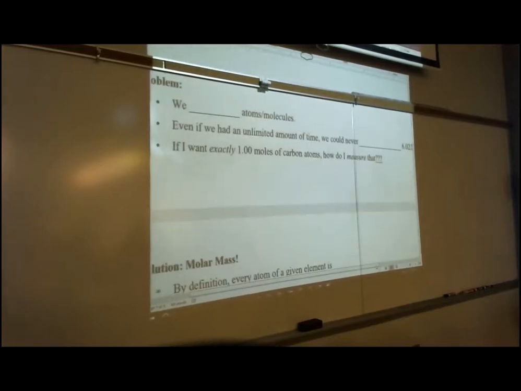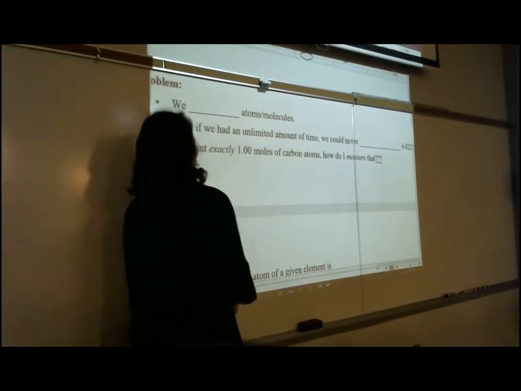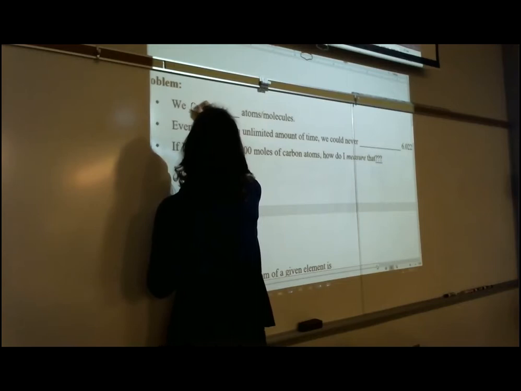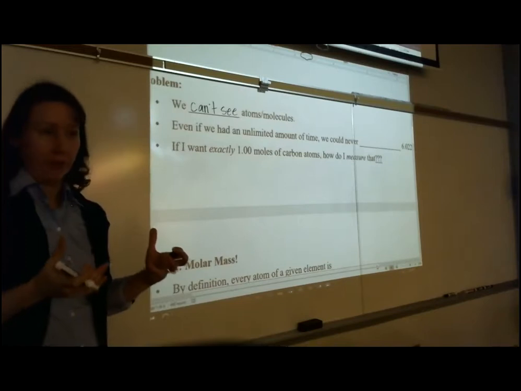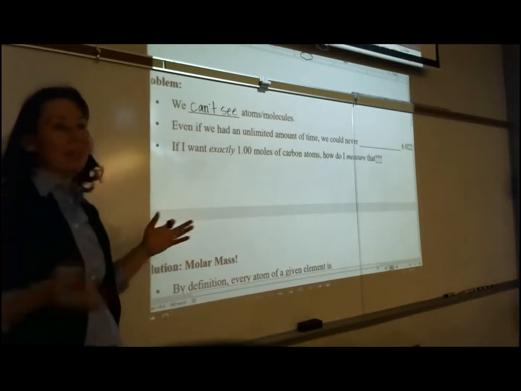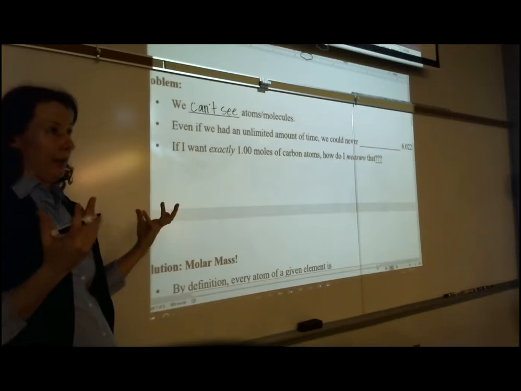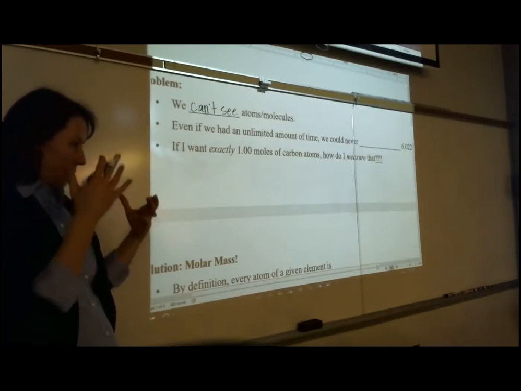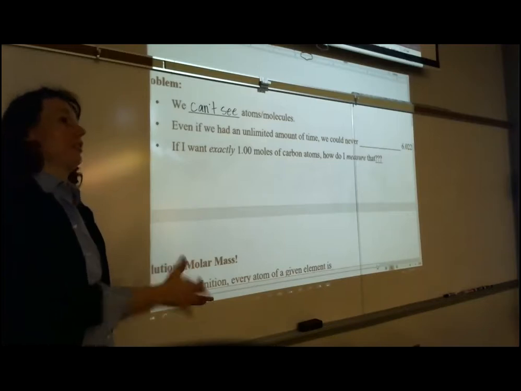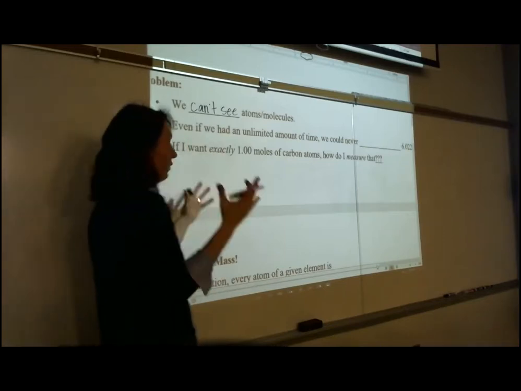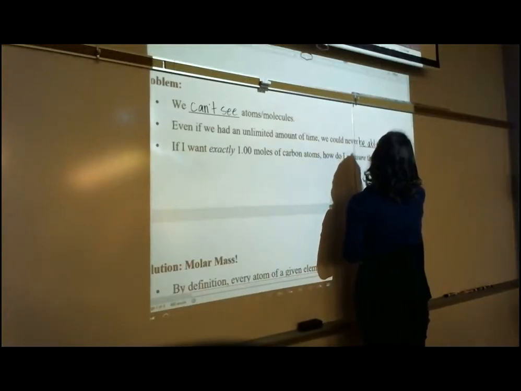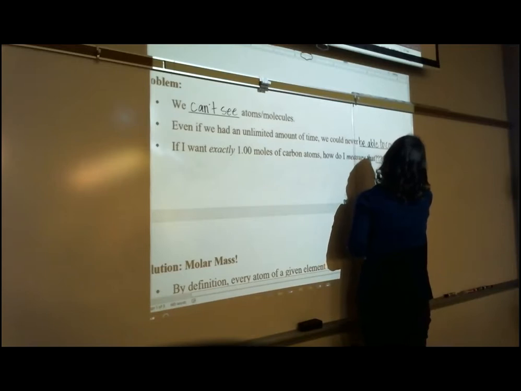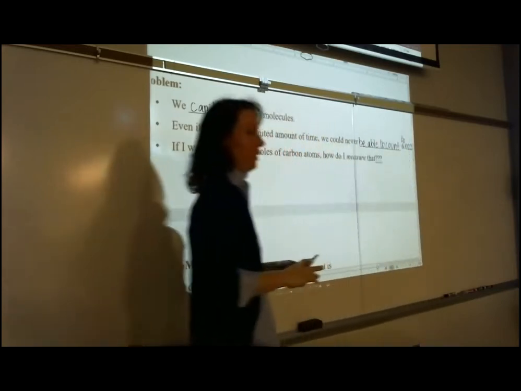Now here's a problem that we have. We can't see atoms and molecules. I mean, that's just not possible, right? They're beyond the scope of our vision. And even if I had unlimited time, all the time in my entire life from the point where I could count all the way till the day I dropped dead, I would never, ever be able to count to 6.022 times 10 to the 23rd. I would never be able to do it.